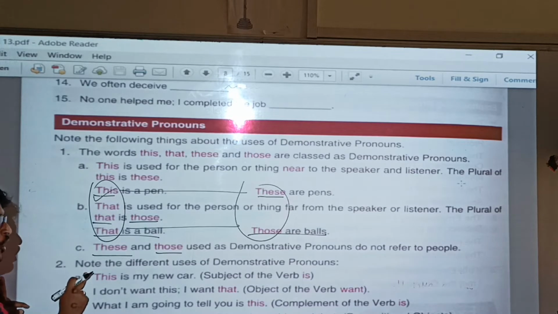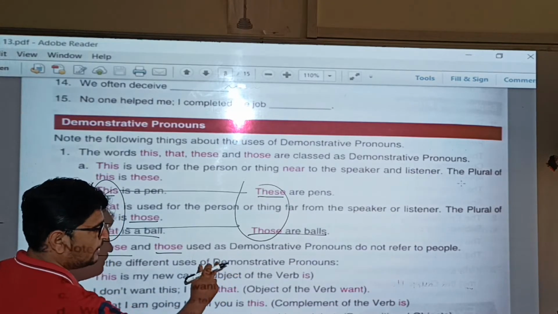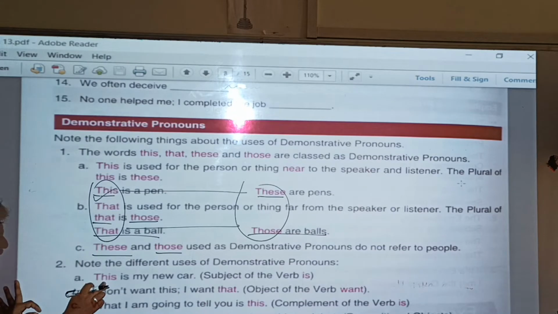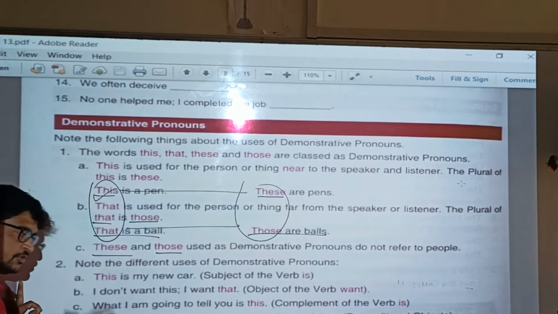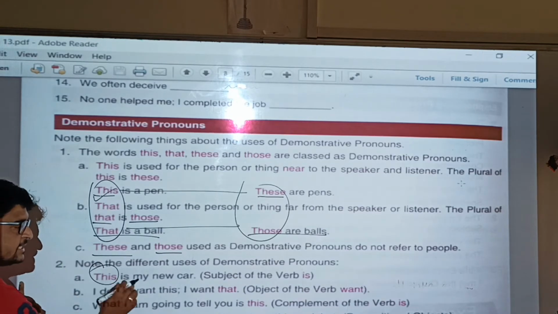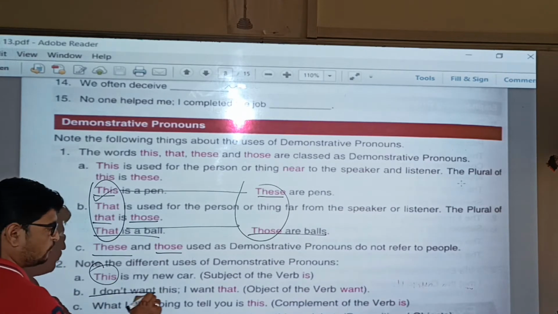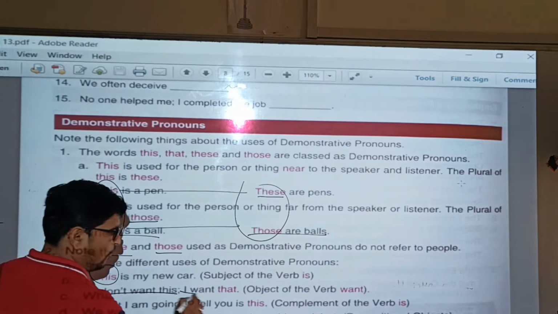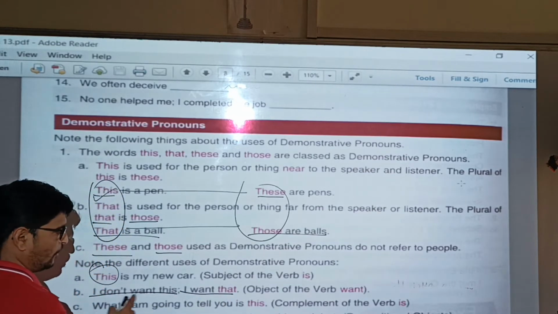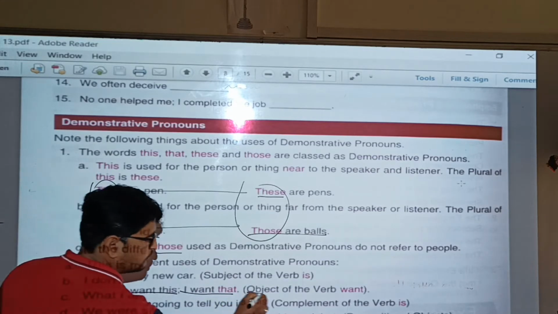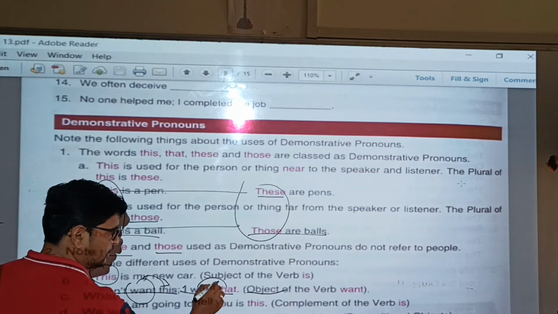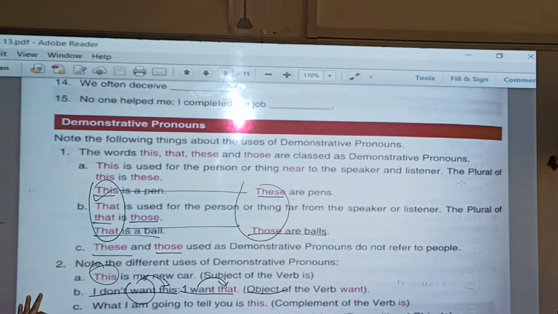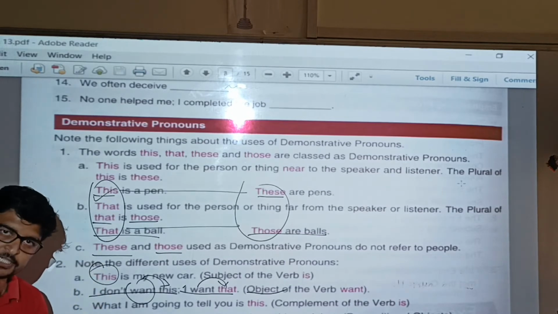Now, number 2. Note the different uses of demonstrative pronouns. This is my new car. This is the subject of the verb is. First, use it as a subject. This is my new car. Then, I don't want this. I want that. So I don't want this and I want that are objects of the verb want. ये भी object है want का और ये भी object. So first is for the subject. As a subject हम demonstrative pronoun use कर सकते हैं.